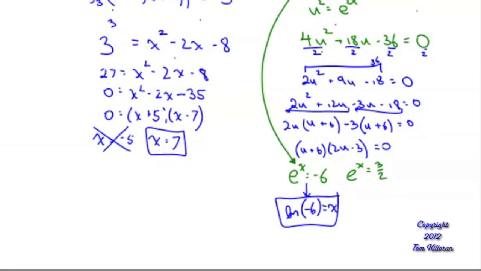Well, that negative. You can't have a negative inside a logarithm. So that's another reason that you can't use that one. All right, doing the same thing over here, this becomes ln of 3 halves is equal to, and that's your answer. Isn't that neat? I love problems like that.